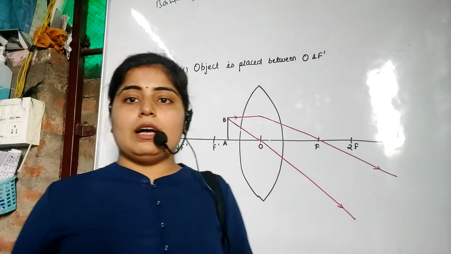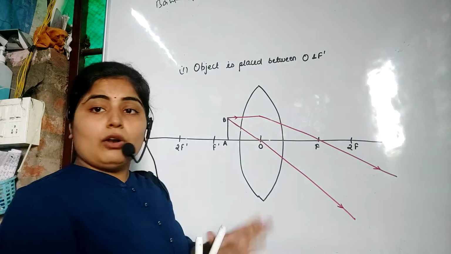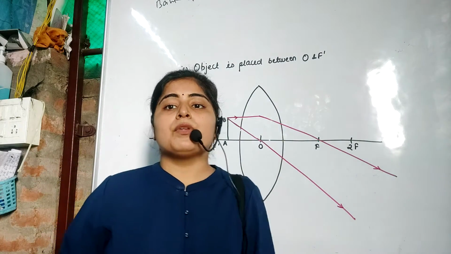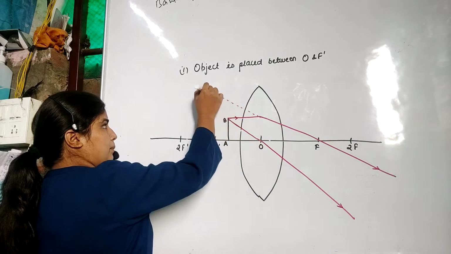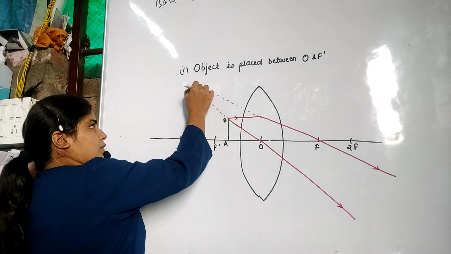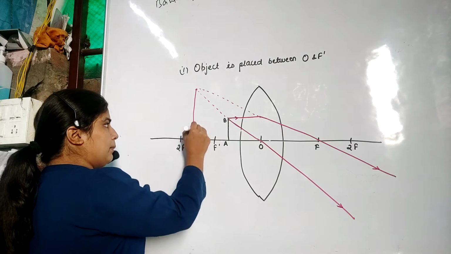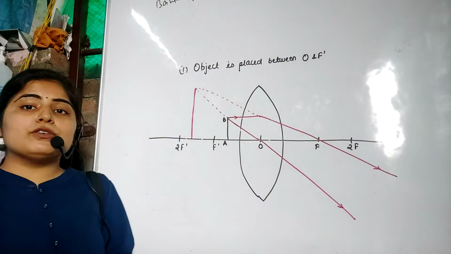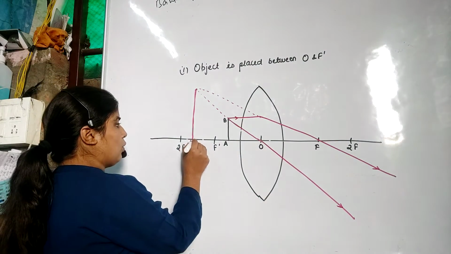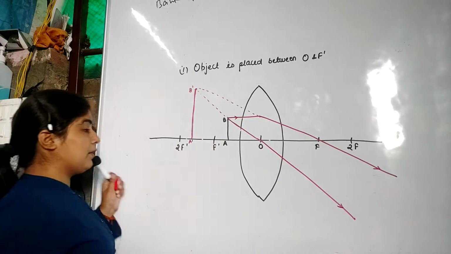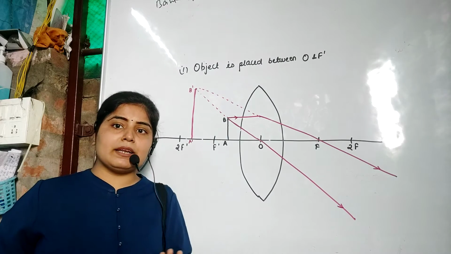So here we are seeing that these two refracted rays are divergent. So they will not meet on this side of the lens. So we will produce them backward, and now we will see that they will meet on the back side. Okay. So here actually they do not meet really, but by producing them we can meet them. Okay. So here the image formation by the convex lens takes place whenever the object is placed in between the optical center and the focus.